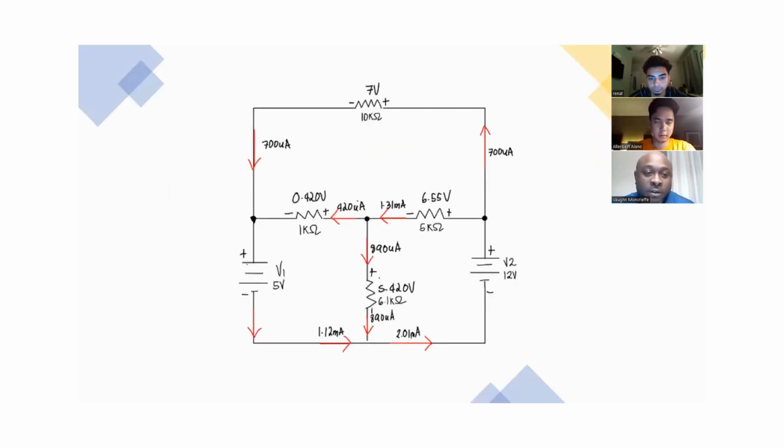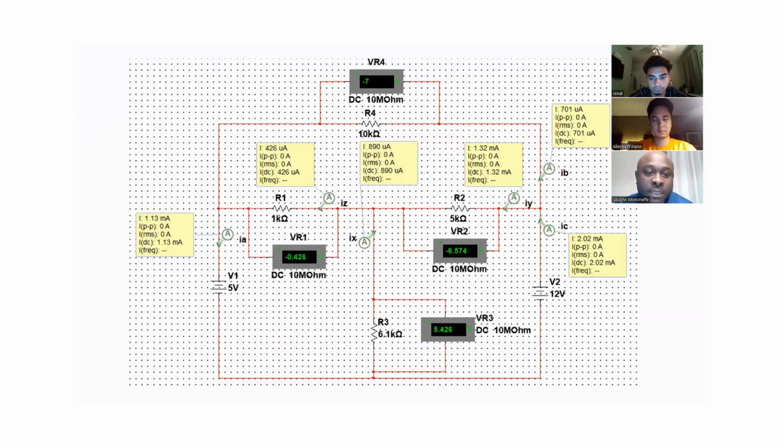As we continue with the circuit, from the calculation we did and the measurement from the Multisim, we see that it matches the calculation, where each resistor has the voltage drop. So everything matches in this simulation. Hence the KCL and the mesh loop coincide with the simulation.